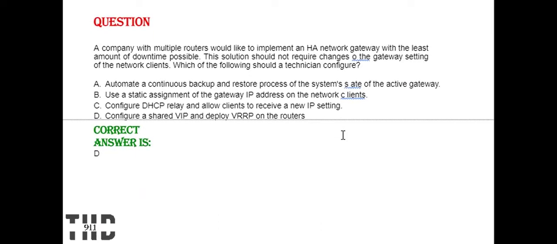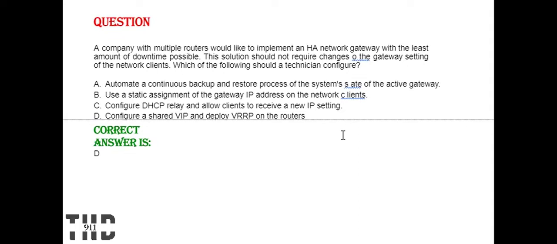A company with multiple routers would like to implement an HA network gateway with the least amount of downtime possible. The solution should not require changes to the gateway setting of the network clients. Which of the following should the technician configure? Option A, automate a continuous backup and restore process of the systems of the activity of the active gateway.